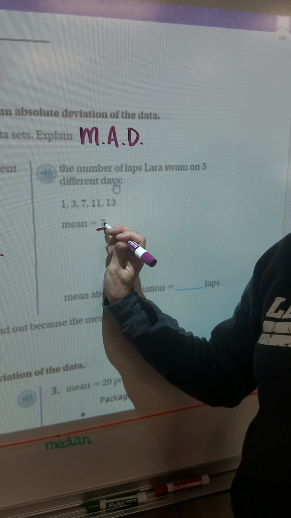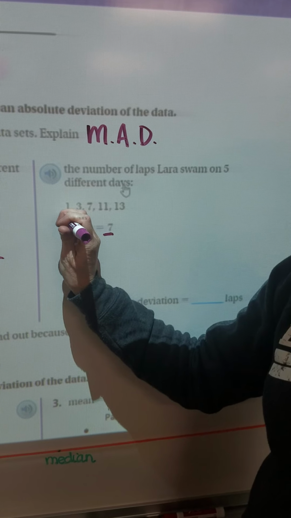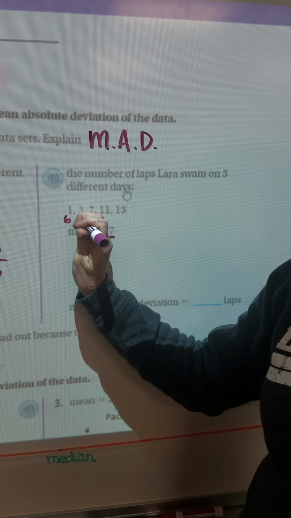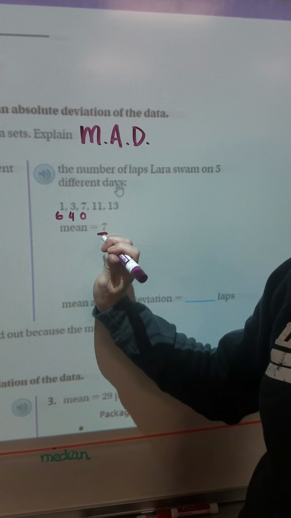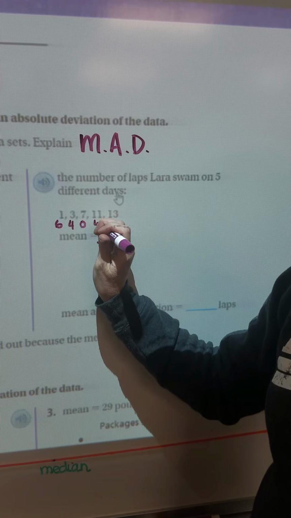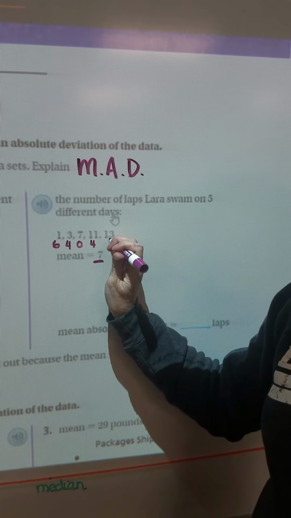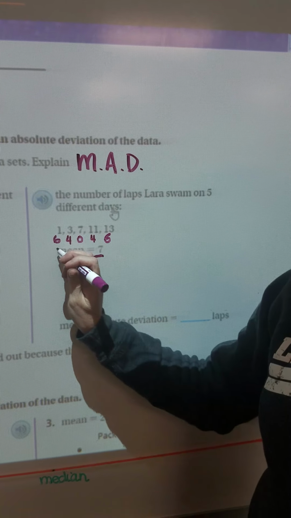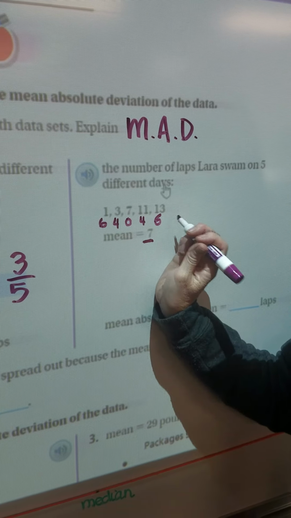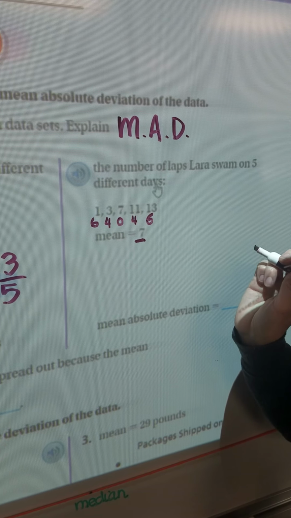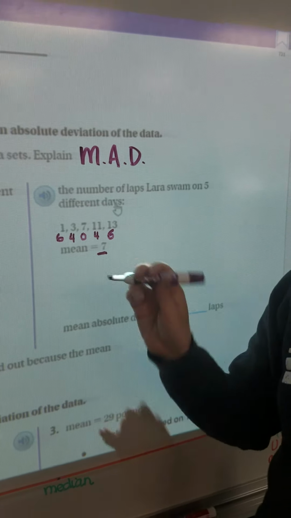So how far away is 7 from 1? That's 6 spaces and 4 spaces. 0 spaces. 4 spaces. 6 spaces. Ooh, that's kind of like a pattern. 6, 4, 0, 4, 6. What's that called? Palindrome, when it's forward and backwards the same.